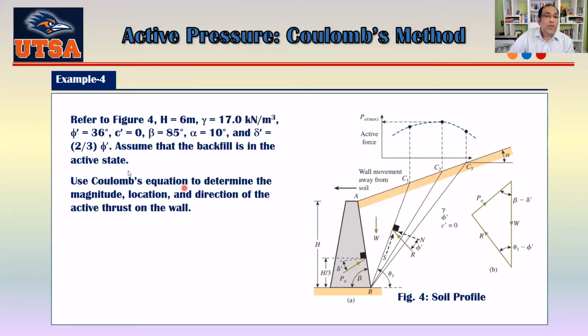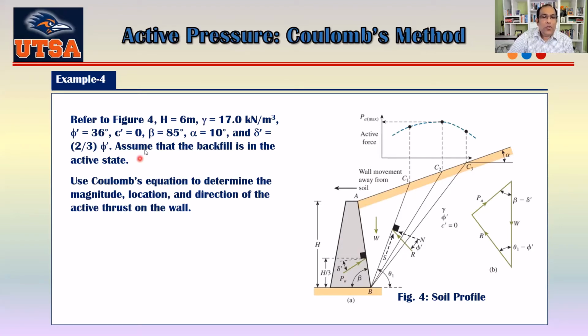The soil here, you can see phi prime is 36 degrees. Your cohesion is 0. Your beta is 85 degrees. This is basically your beta, 85 degrees. If it is vertical, then your beta would be 90 degrees. You can also see that your friction between soil and wall, delta prime, is 2/3 of your phi prime. If it is 36, this one would actually be 24 degrees.